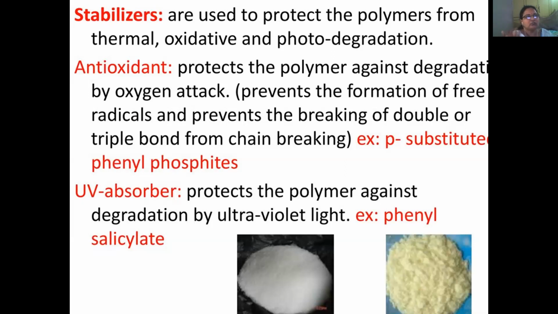Then UV absorber. It protects the polymer against degradation by UV light. Example, phenyl salicylate. So phenyl salicylate is a UV absorber. It absorbs the UV radiation and protects the polymer.